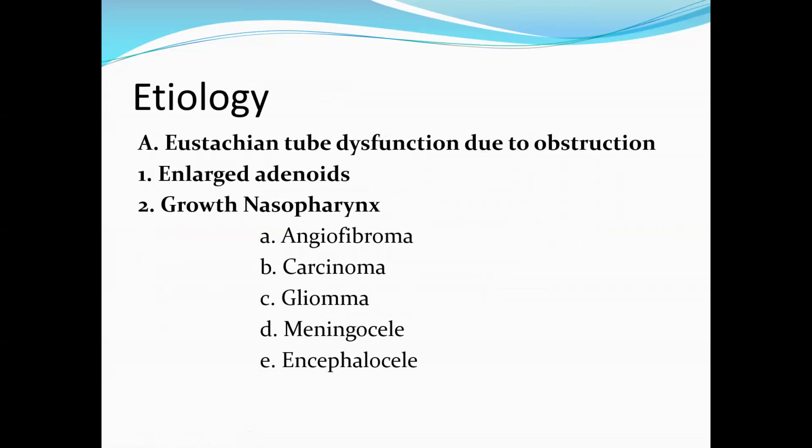So etiology, I have explained, is due to obstruction of the eustachian tube. There may be mechanical obstruction, or there may be dysfunction of the eustachian tube. Mechanical obstruction is seen whenever there is a mass obstruction. In children, the most common mass is adenoids. But certain growths of the nasopharynx like angiofibroma, that is a benign tumor, and carcinoma, that is a malignant tumor, then glioma, meningocele, and encephalocele, these are congenital nasal masses present at birth, and they can obstruct the eustachian tube.